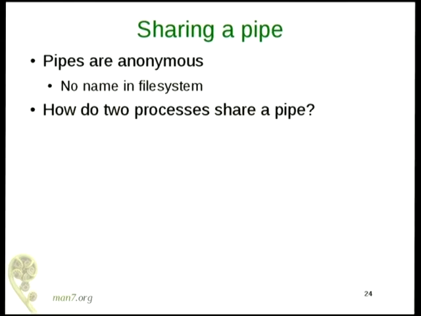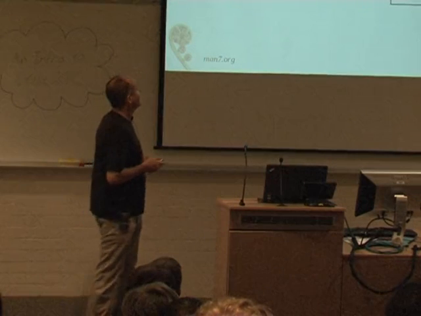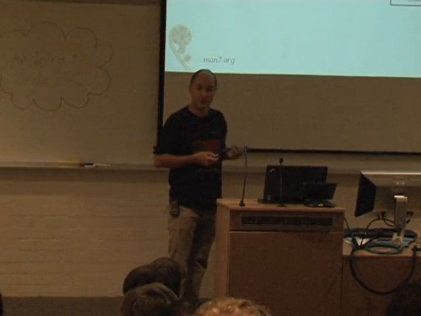Then the question arises, well, if 2 processes want to actually talk to each other using a pipe, what do they do? Well, the trick is they have to be related processes. And by related, I mean that one process creates the pipe, then does a fork, which creates another process. That fork duplicates the file descriptors of the parent in the child. So then you end up with this situation here. We've got a parent that's got 2 descriptors that refer to the pipe, and a child that's got 2 descriptors that likewise refer to the pipe. At that point, the 2 processes can communicate.